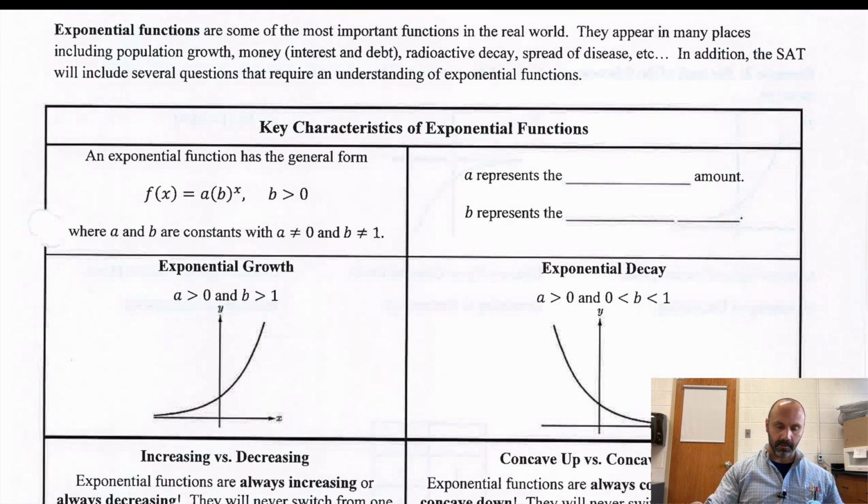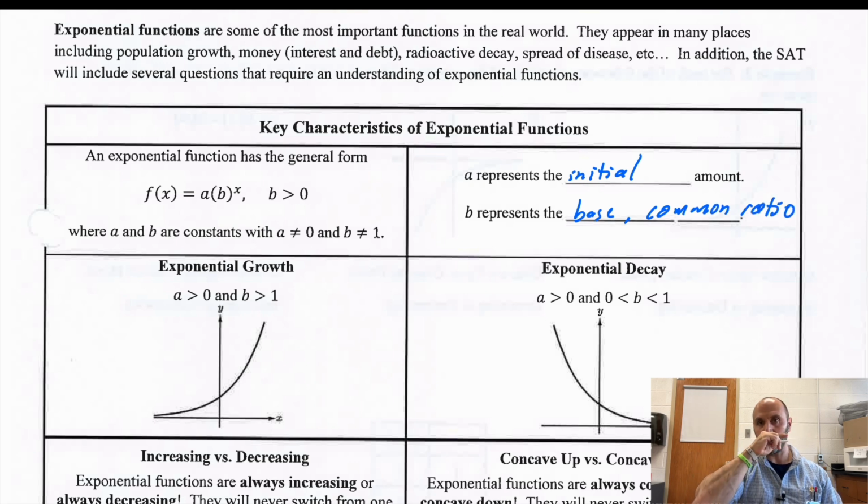And so A represents what we call the initial amount. Because when x is equal to 0, then B to the 0 ends up being 1, right? And so that's the value of the function when x equals 0. So that's giving us the y-intercept, you could call it. And B represents the base, also known as the common ratio. That's the thing you're multiplying by each time as you go.